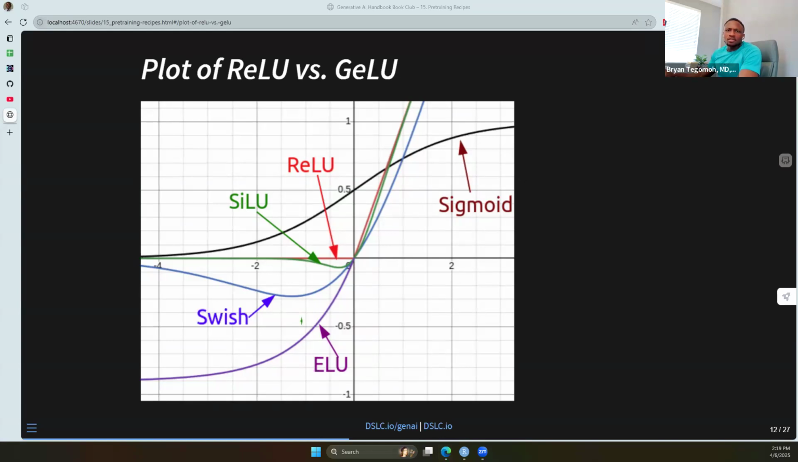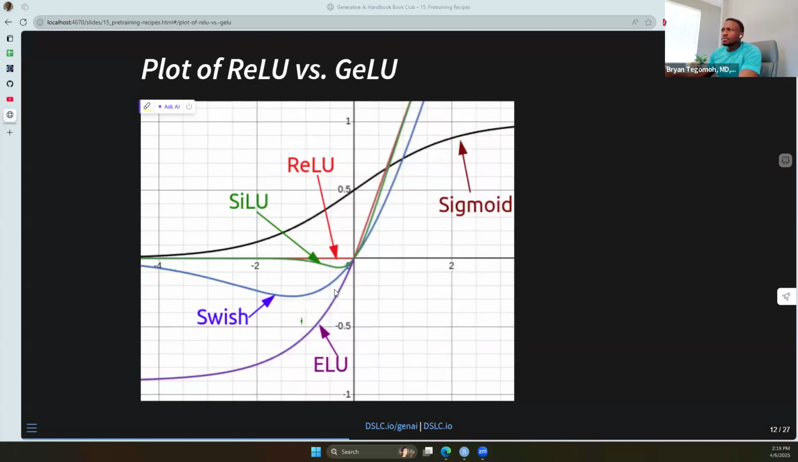Then here we have a slide that shows a comparison of the ReLU versus the GLU activation methods. You can see on the red line here, the straight line outputs 0 for negative numbers and increases linearly for positive numbers. The green and blue lines here are the SiLU or Swish, the smooth curve that slightly dips below zero for negative numbers and then smoothly increases upwards.